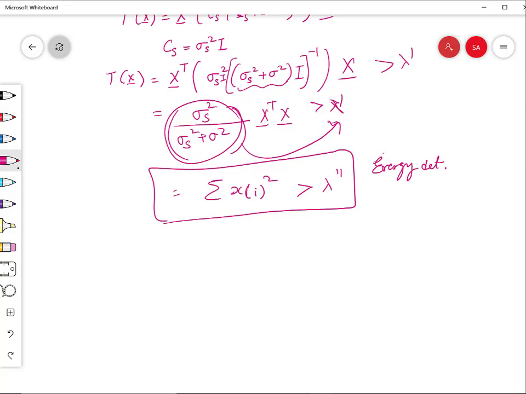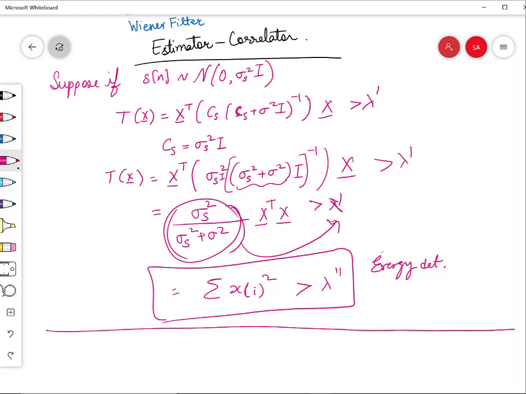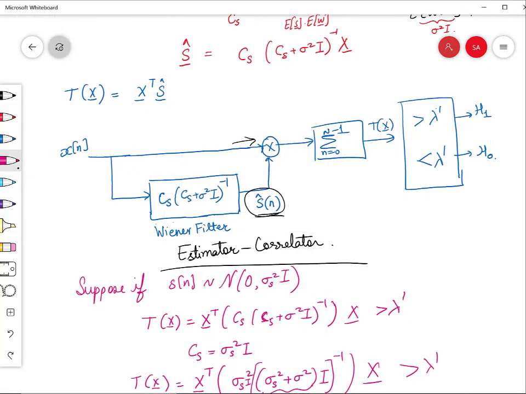So we can see that using this estimator-correlator we can detect the signal when the signal is a Gaussian random variable with some covariance matrix. All right, I will stop here for this class. In the next class we will take it from here and see another form of drawing this estimator-correlator and see some more examples. Thank you very much.